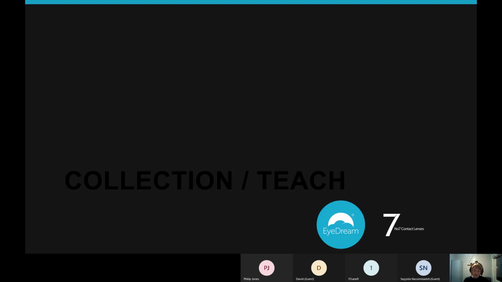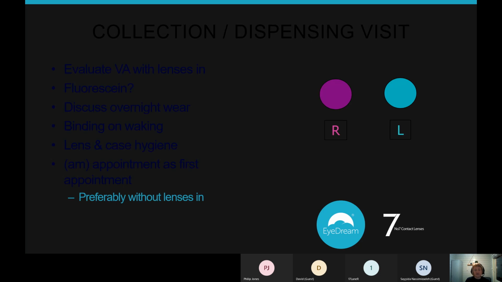So the lenses take about a week to get to you, so you can arrange your collection and teach appointment. When the lenses come to you, the right lens is purple and the left lens is blue. And this is just to give you a really visual way of knowing which is which, because the power will always be plus 0.75 and the base curves, even if you had a radioscope, could actually be exactly the same, but with different peripheral curves, and you're not going to be able to measure that in practice. So by having the right purple and the left blue, you'll always be able to tell the difference between the two.